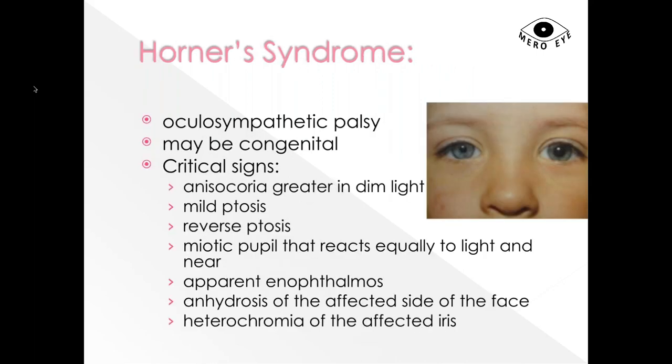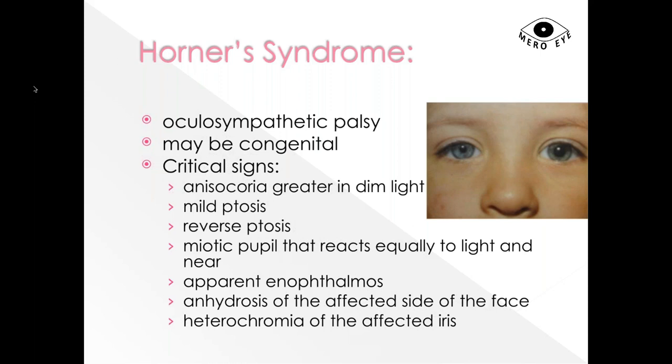Briefly, we'll talk about what Horner's syndrome will look like. As we said, Horner's syndrome is because there is interruption of the sympathetic nervous system. The sympathetic nervous system is supposed to dilate a pupil, so when it is disrupted at some point, it leads to a small, miotic pupil. It can be congenital, but mostly it is acquired. Here, the anisocoria will be more in dim light. There'll be mild ptosis because the superior tarsal muscle, which elevates the upper eyelid by around 1 millimeter, will be involved. There'll also be reverse ptosis, which means the inferior tarsal muscle in the lower lid will also be involved, leading to slight elevation of the lower lid.